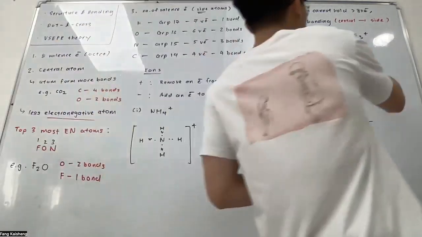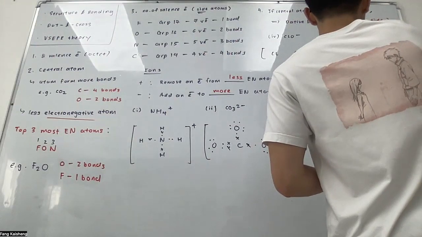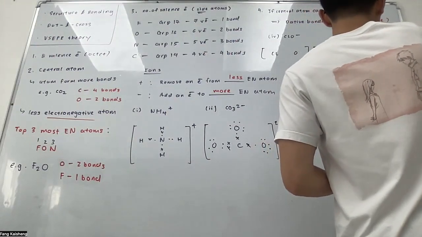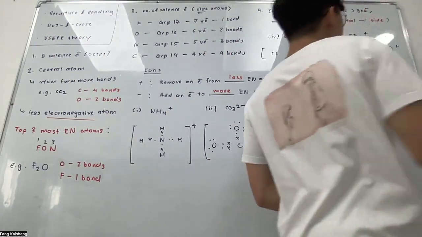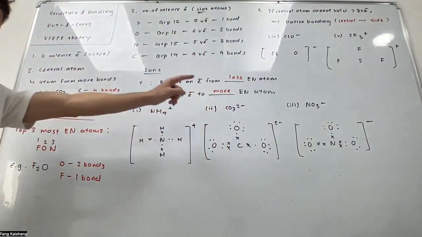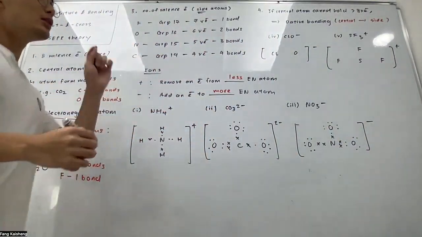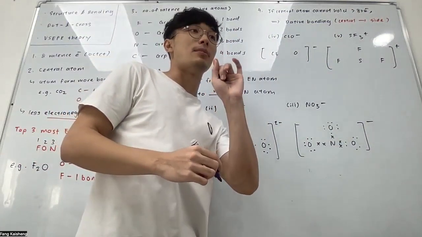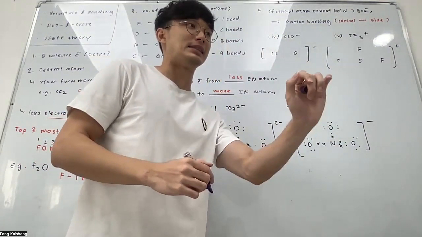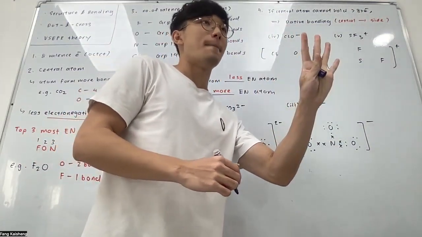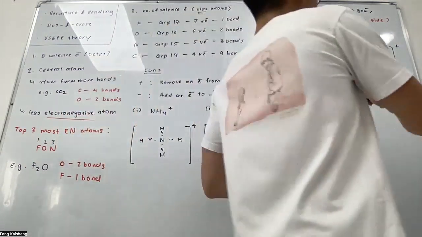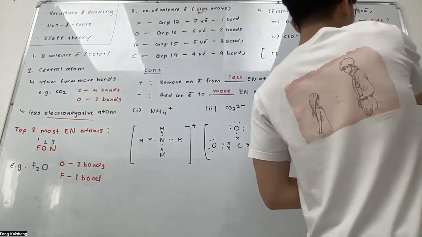So it's quite similar to the idea in part 5. Let's talk about part 5, SF3 plus. The plus is to remove an electron from the less electronegative atom, which is sulfur. So sulfur initially has how many valence electrons? 6. Now it has 5. Just bear in mind the 5 first, because fluorine can form how many bonds? Or view the side.